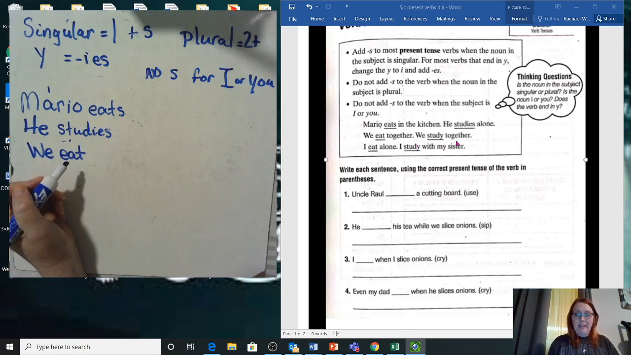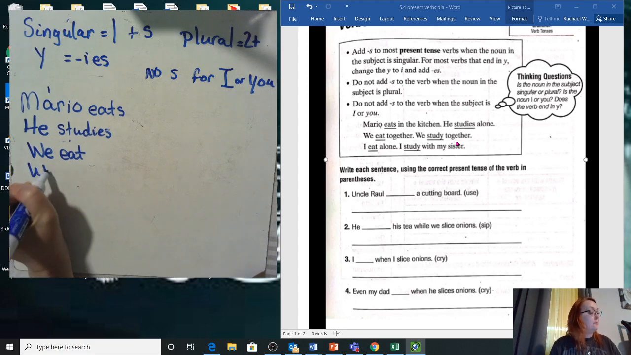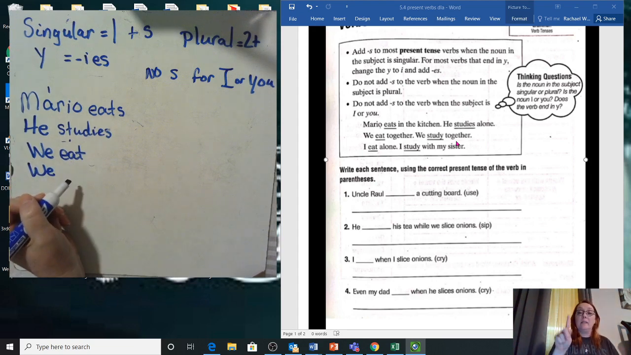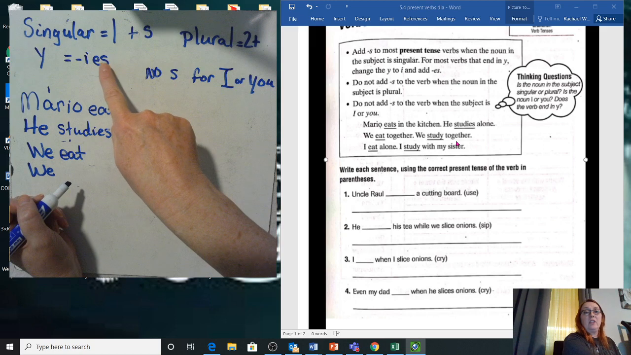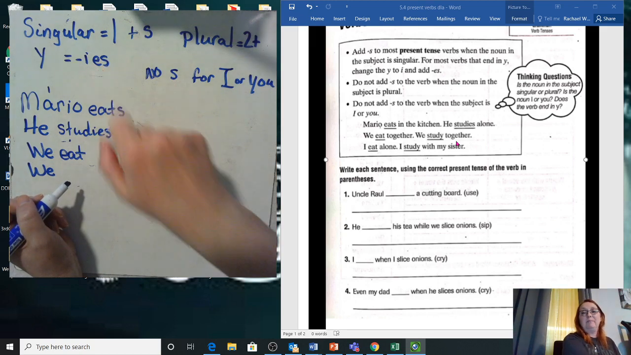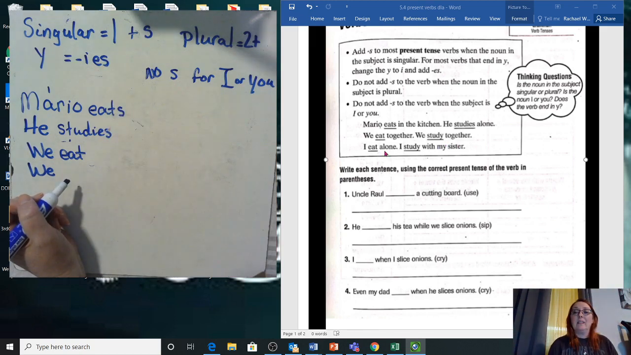All right, next sentence. We study together. We just did one of those. So the subject is we. Is we singular or plural? Plural. It's two or more people. So we study. Two or more. We do not change it to IES. Next one.